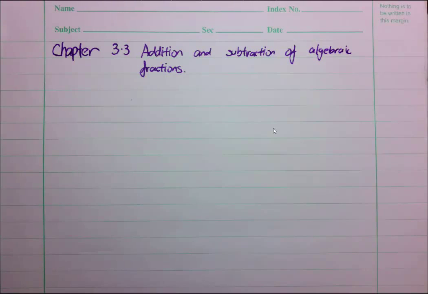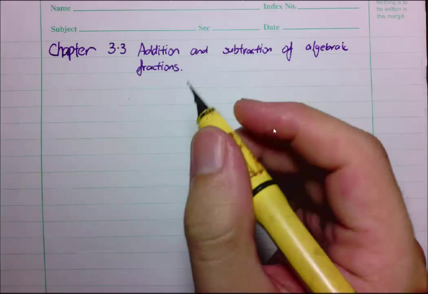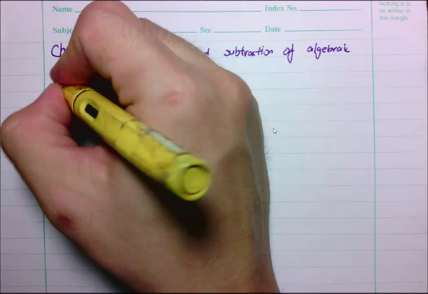Okay, today we're going to do chapter 3.3, the addition and subtraction of algebraic fractions. Before we even begin, let's have a short recap of primary school. In primary school, how do we add fractions? The recap is this.